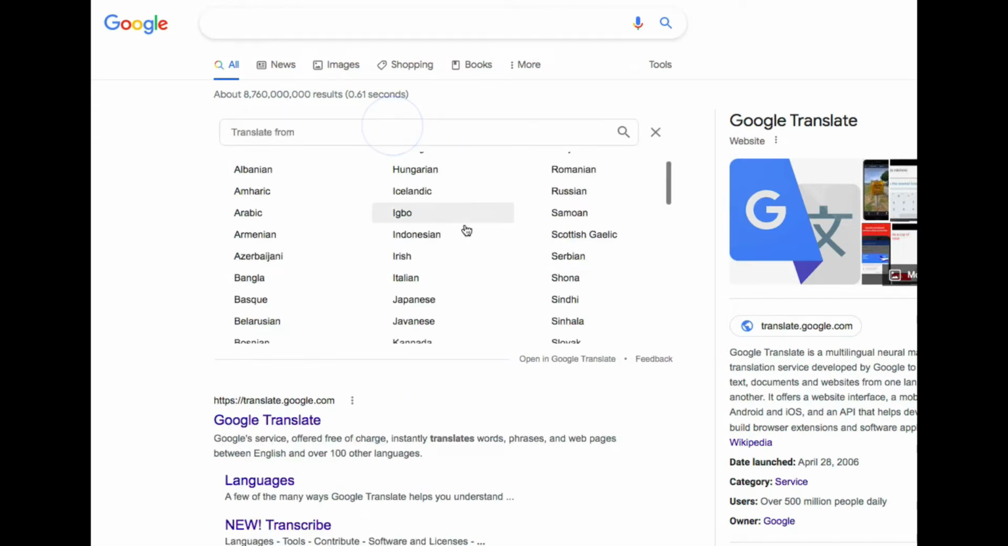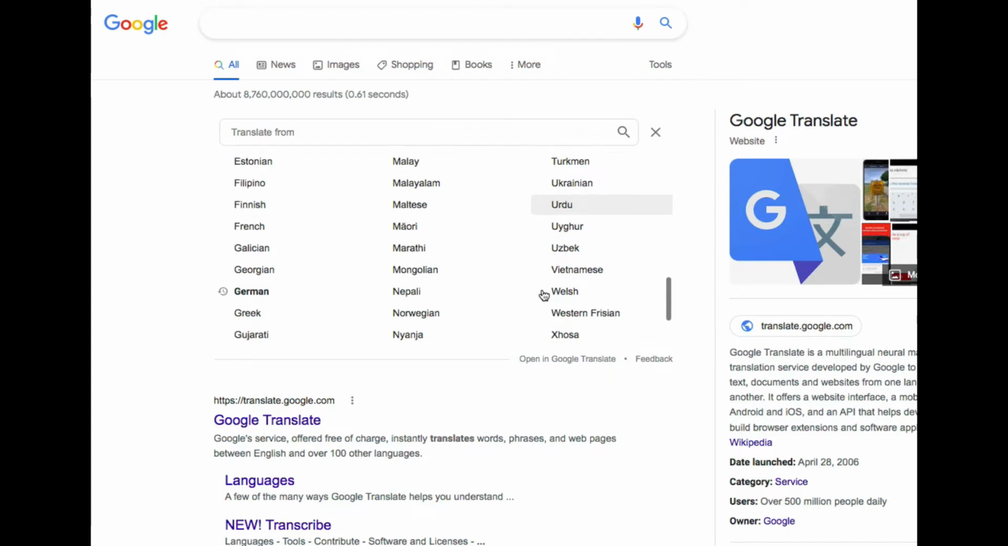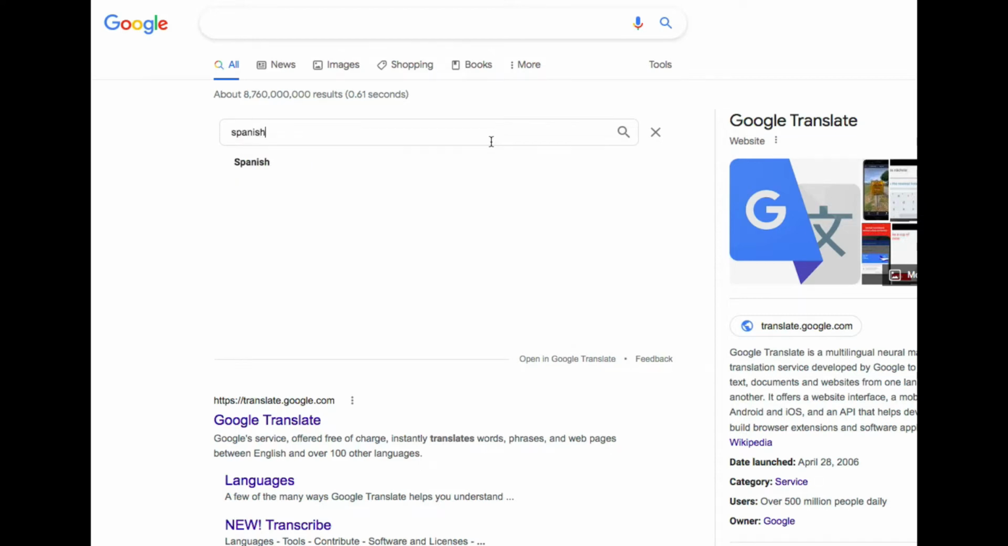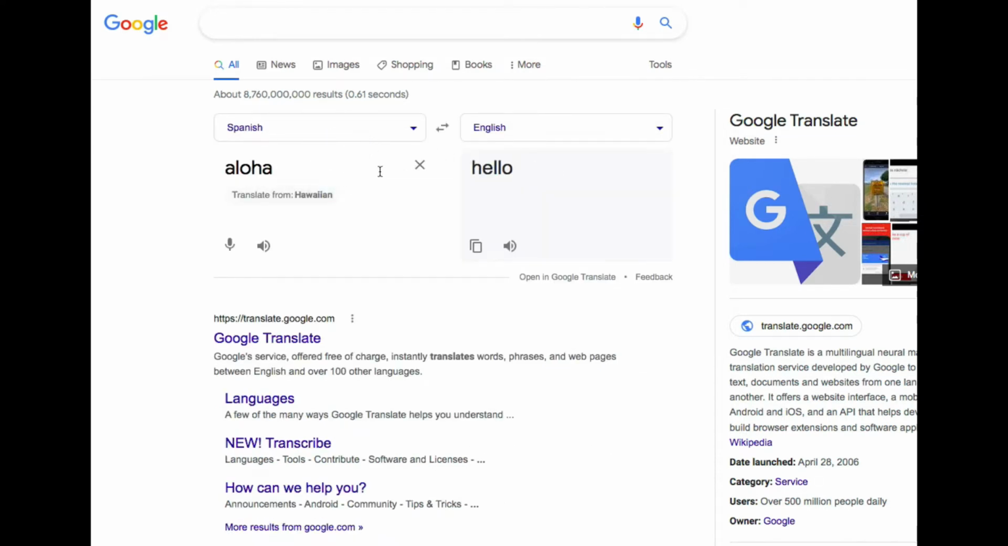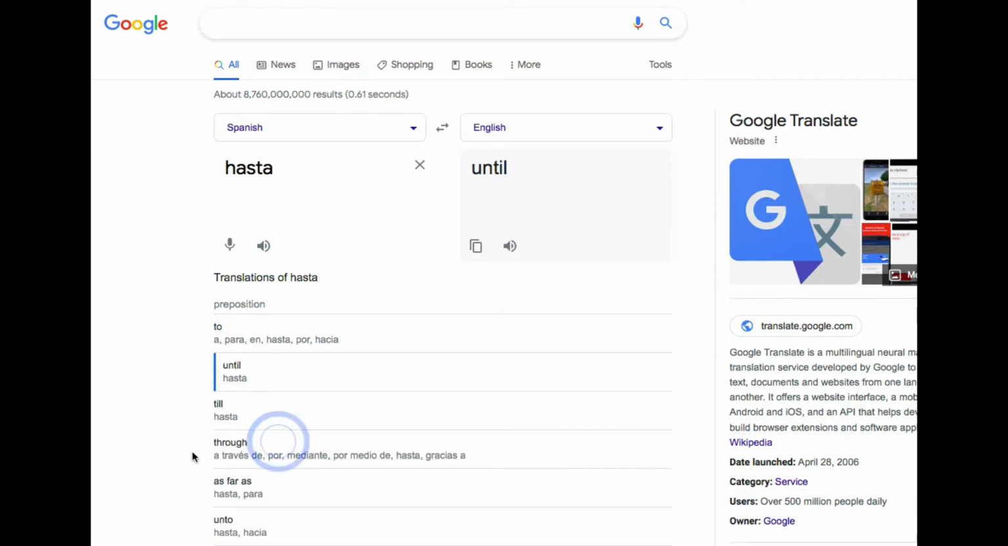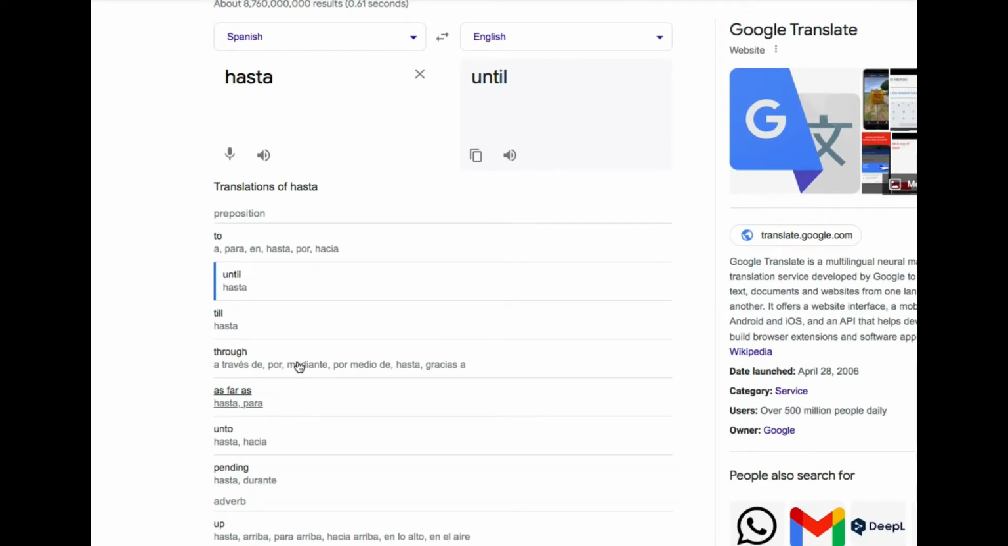So let's do more examples, okay? Let's do some easy ones. Spanish. What's a word in Spanish? All right, here. Hasta. Like, hasta mañana. Hasta la vista, baby, right? Hasta. It's a preposition. It's also a measure of distance. So, as far as, right?